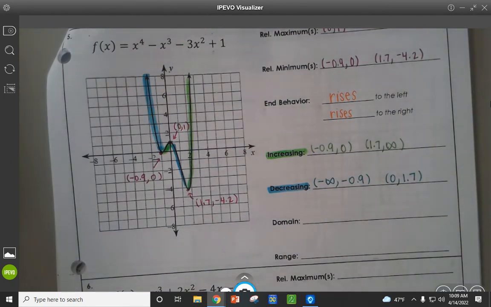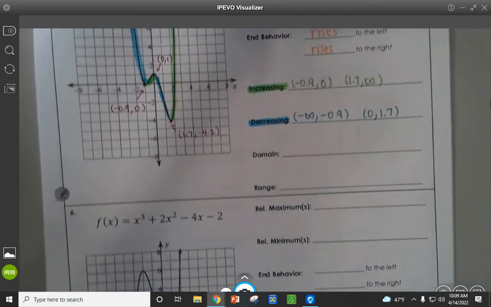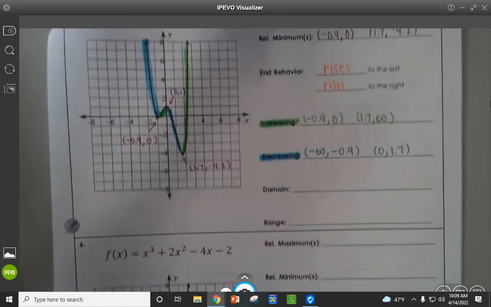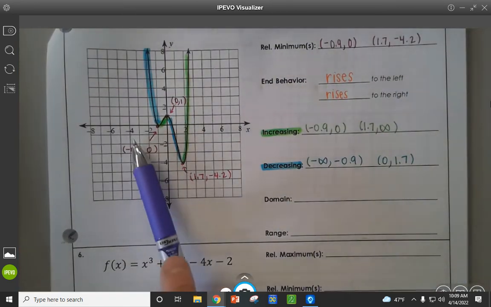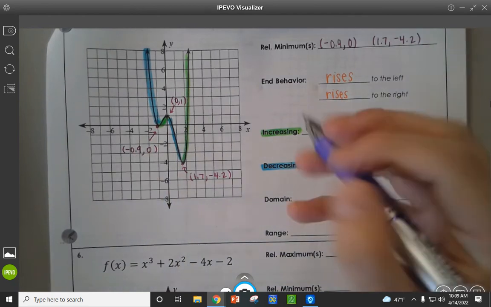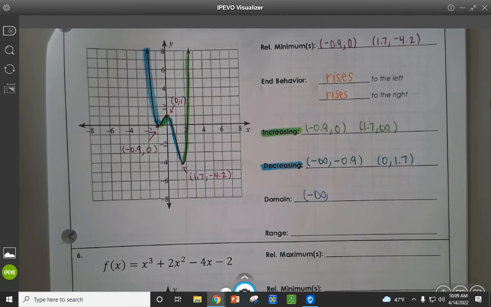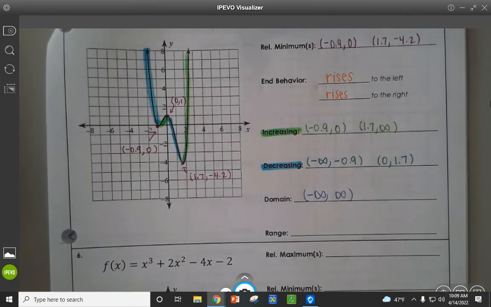And then domain and range. So domain, we look at the far left, far right. Let's go back. All right, so far left, do we have arrows? Yes, so negative infinity. Far right, do I have an arrow? Yep, infinity. You'll always have an arrow on the left and right.